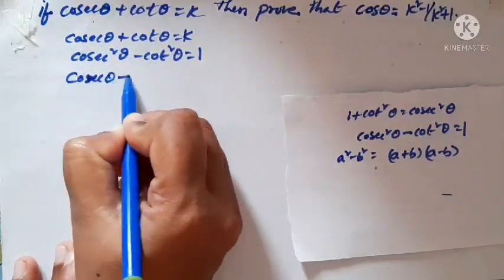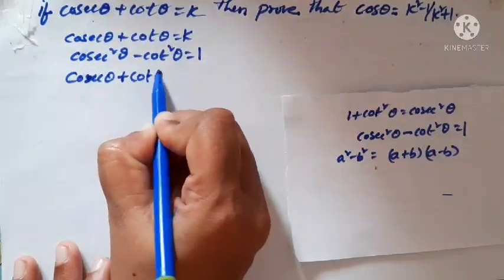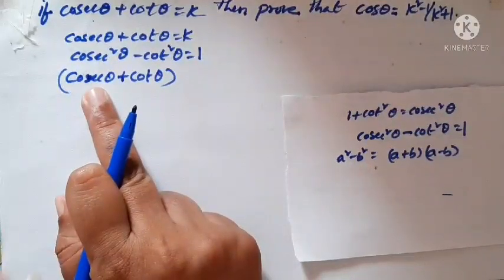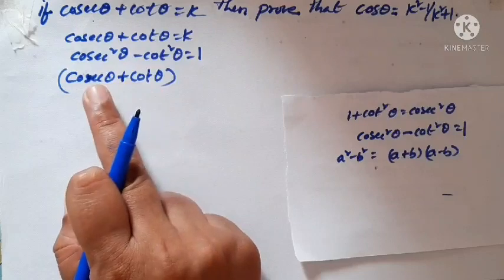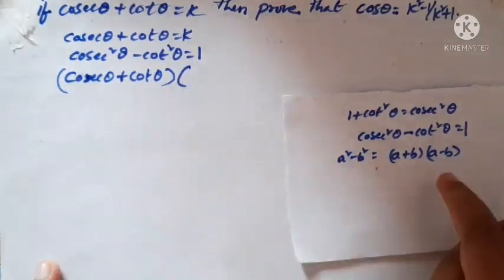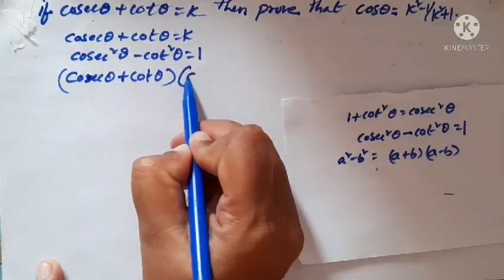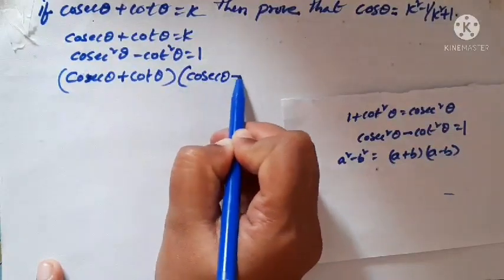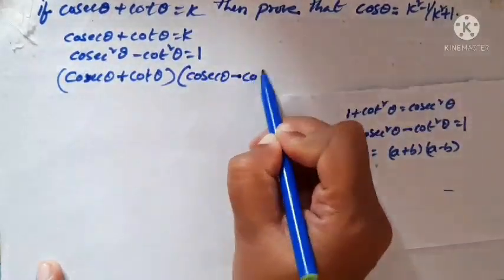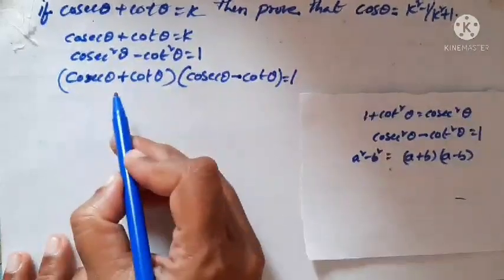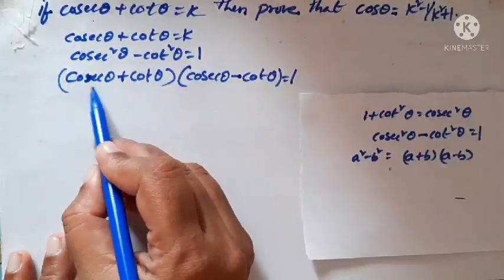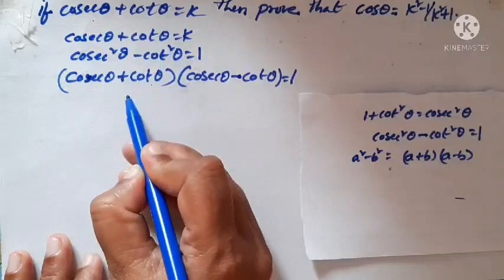Cosecant theta plus cot theta. Here a is equal to cosecant theta, and cot theta is b. So a plus b, and the next one is a minus b. A means cosecant theta, minus b means cot theta, equals 1. And now we have cosecant theta plus cot theta is equal to k.